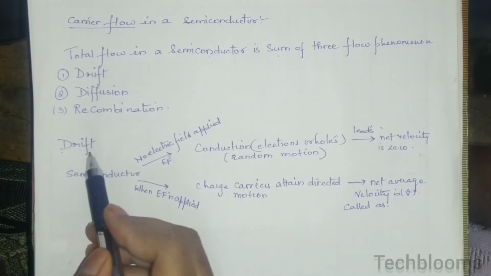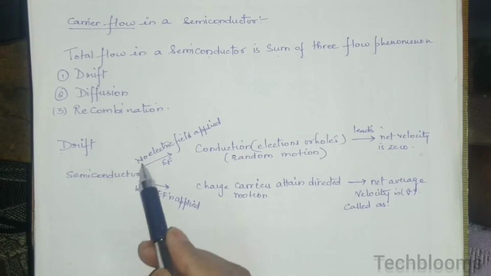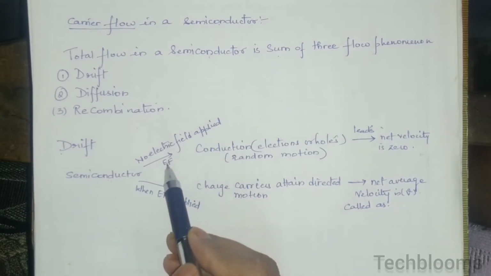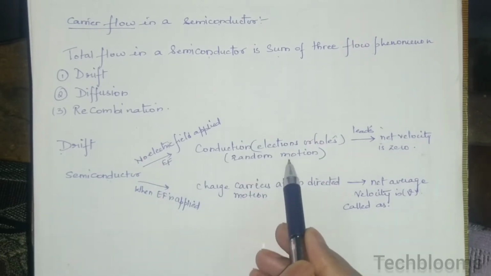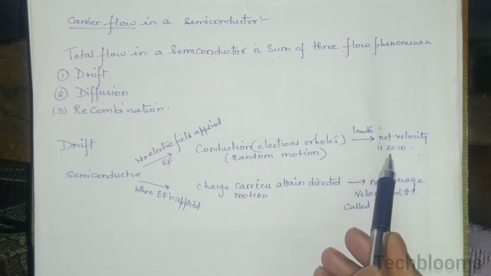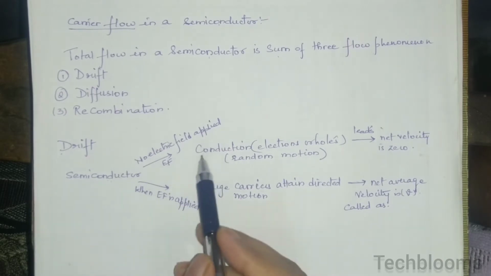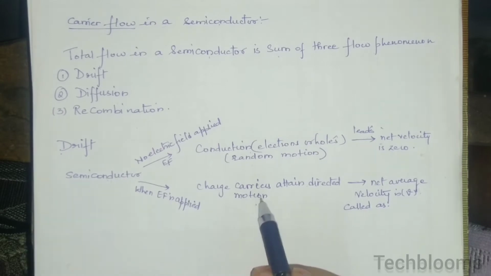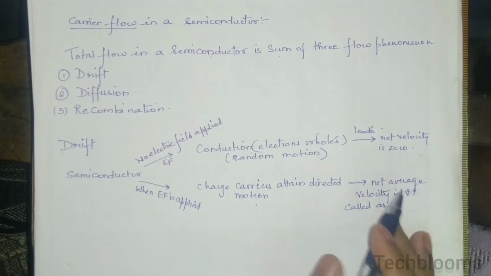Now what do you mean by drift? When a semiconductor has no electric field applied, the conduction electrons or holes have a random motion inside the crystal, which leads to a net velocity equal to 0. But when the same semiconductor is subjected to an electric field, the conduction electrons attain a directed motion, and as a result the net average velocity is v, also called the drift velocity.